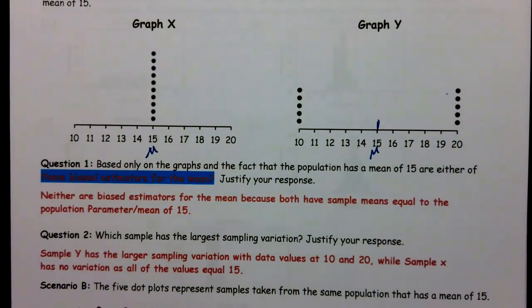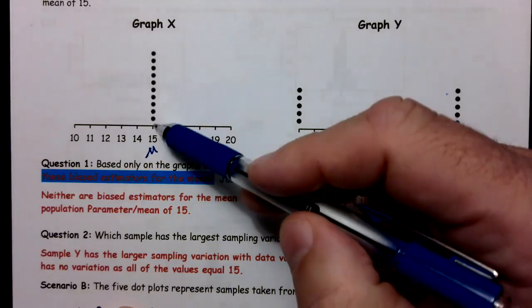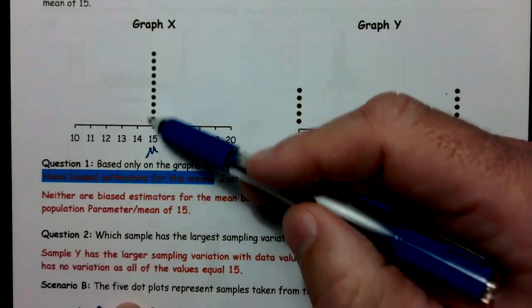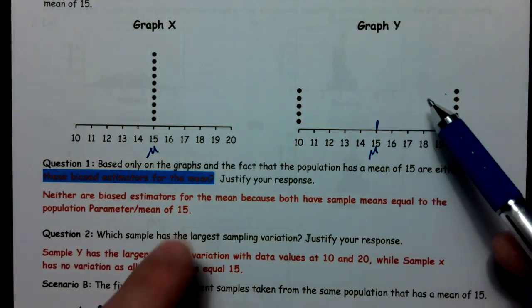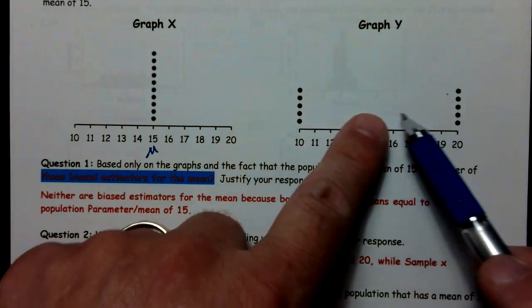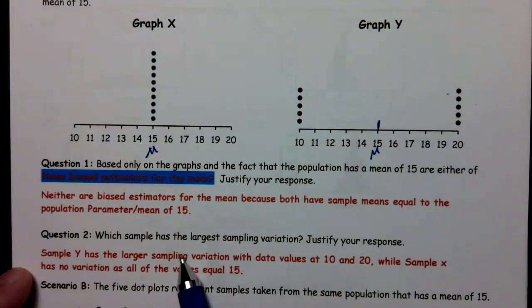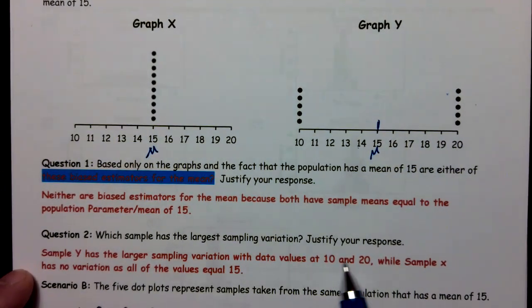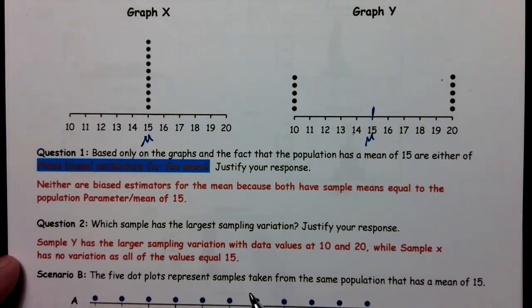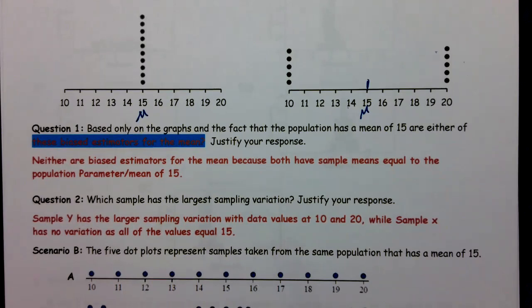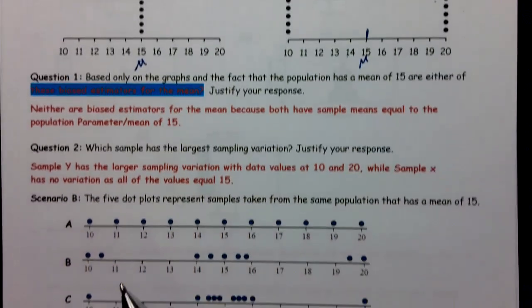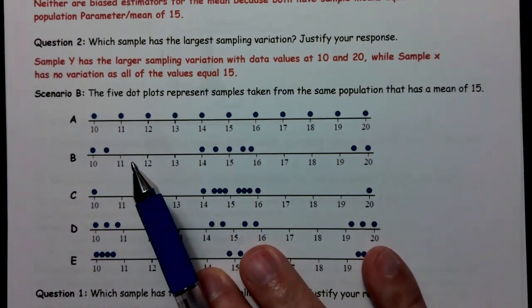Which sample has the largest sampling variation? Well, this one has no variation. Everything's exactly the same, no variation. So that means Y, having values farther away, has more variation. So sample Y has larger sampling variation with data values at 10 and 20, while sample X has no variation at all. All right, B, the 5 dot plots below represent samples taken from the same population that has a mean of 15. Okay, so there they are.